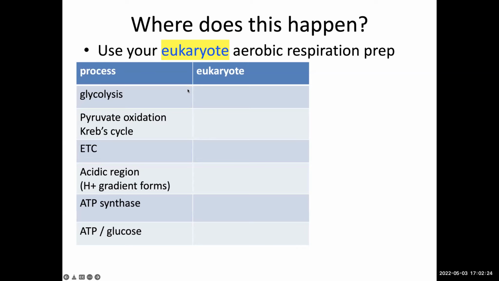So what I'm going to do is, here's some things that happen during eukaryotic aerobic respiration. And we are focusing in this moment on eukaryotic cells. I'm going to ask you where these are happening. Let's begin with Tao. Glycolysis in a eukaryotic cell happens where?